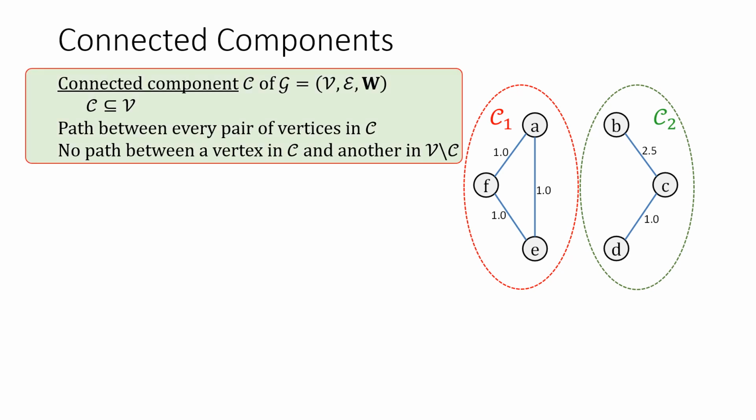There is a path between every pair of vertices within a connected component, and there is no path between a vertex in a connected component to any other vertex that's in V minus C, that's outside the connected component. So these are the 2 criteria that make up a connected component of a graph.